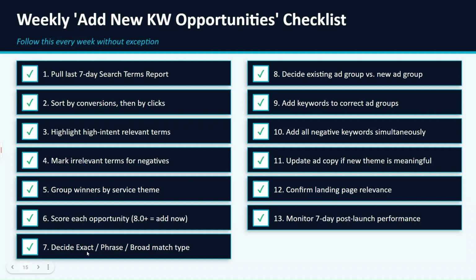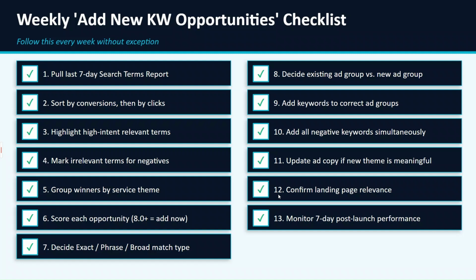And step 7 is decide the match type, exact, phrase, or broad. And step 8 is decide the ad group. Decide which ad group each keyword goes into, existing or new. And number 9 is add the keywords to the correct ad groups. Number 10 is add all negative keywords at the same time.